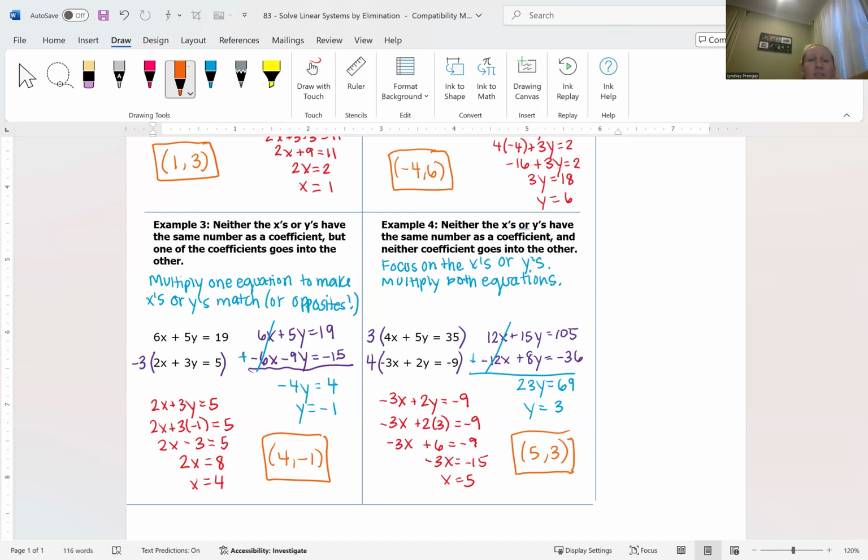Okay, so that is elimination. So once again, if your x's or y's match, you can add or subtract them; if they're opposites, add. If none of the numbers match, start multiplying one or both of the equations to make them match, and then you can add or subtract those equations together. Be careful of your signs though.